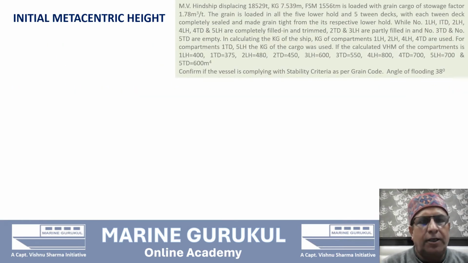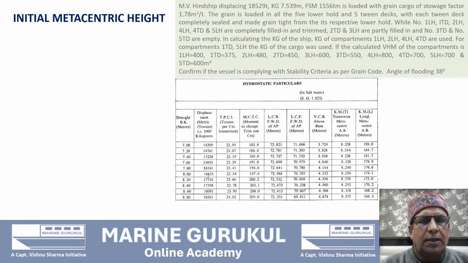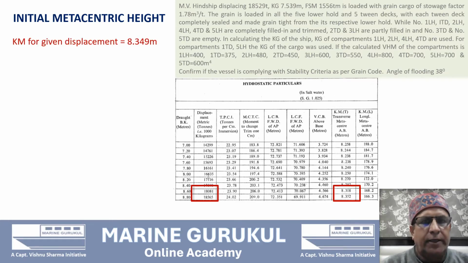Let's start with carrying out a check on initial metacentric height. Here are the hydrostatic particulars of MV Hinge ship. Against the given displacement of 18529 tons, we interpolate KM and we get the KM as 8.349 meters. KG of the vessel is given in the question, 7.539 meters. This takes us to GM solid, which is 0.810 meters.